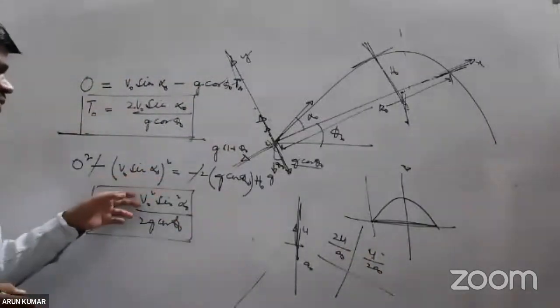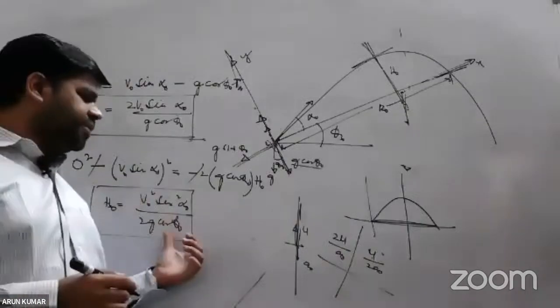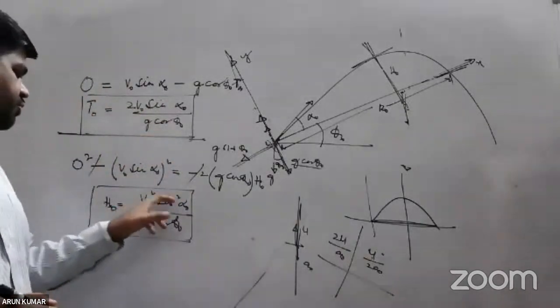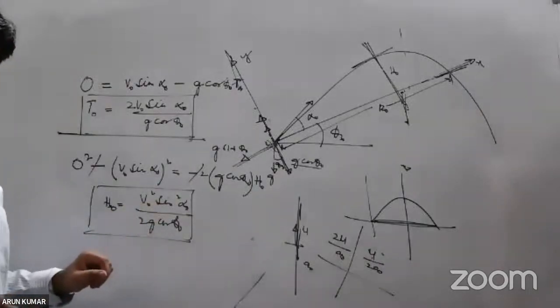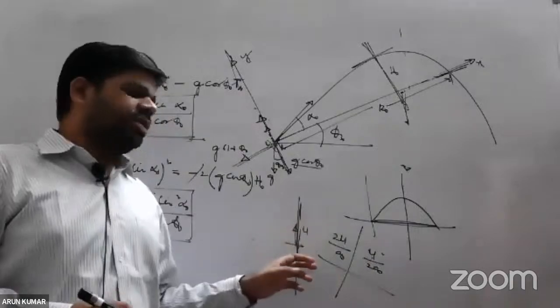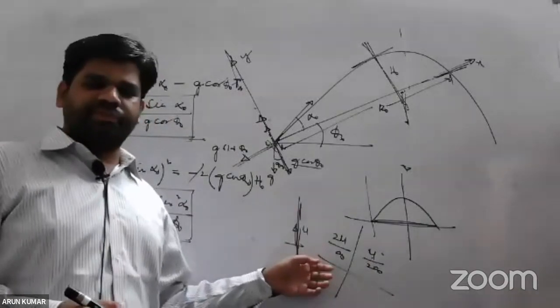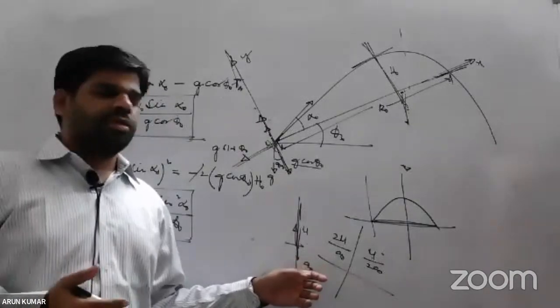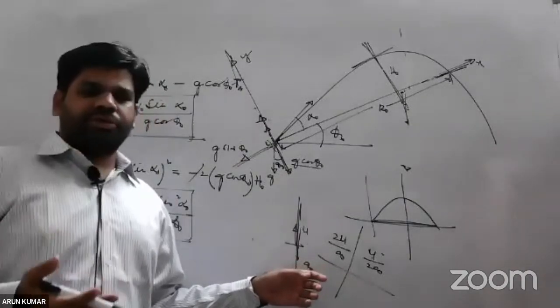What is u over here? V naught sine alpha naught. What is a over here? g cos theta naught. So 2u by a, u square by 2a. Alright, you can quickly remember like this. If you just remember this one, that's enough. Even if you don't remember this, it's easy to derive, but you will not have time to derive in the exam. So there has to be a way to remember. A logical way to remember.